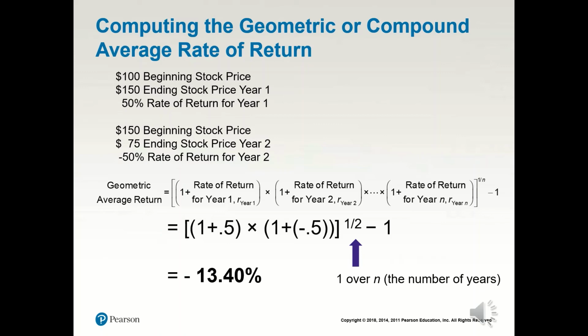This helps to avoid any problems with negative percentages like we have in year 2. Then we multiply all of the rates of return plus 1, and then raise this product to the power of 1 divided by the number of years in the series. For this problem, it is 1 divided by 2, since we have 2 years of data. Finally, we subtract 1 from the result, since we've added 1 previously to all the years' rates of return.